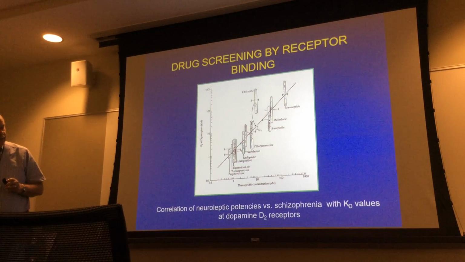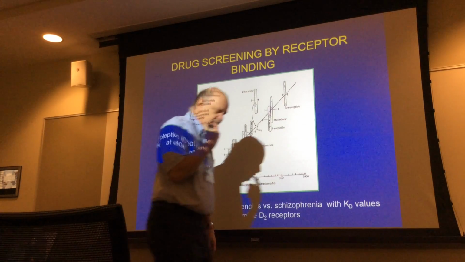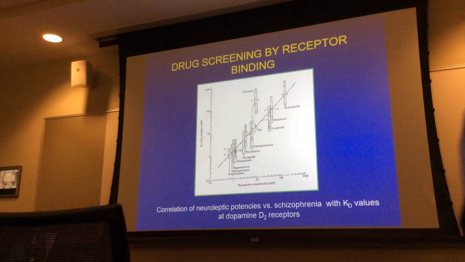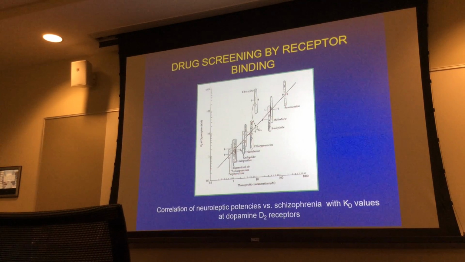Here's an example of this. This is very relevant to our just completed discussion about tardive dyskinesia. Here are a series of drugs that are used to treat schizophrenia, the classical neuroleptics. Okay, so these compounds have been used since the mid-1950s to treat the fundamental symptoms of schizophrenia. Some of them are more potent than others.